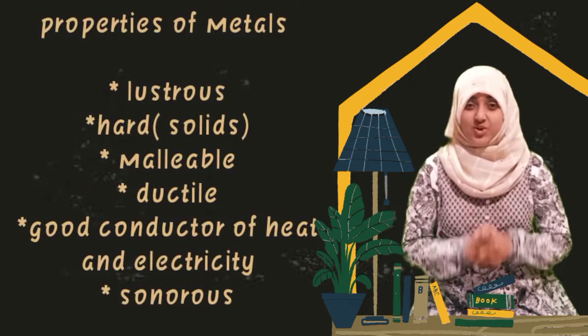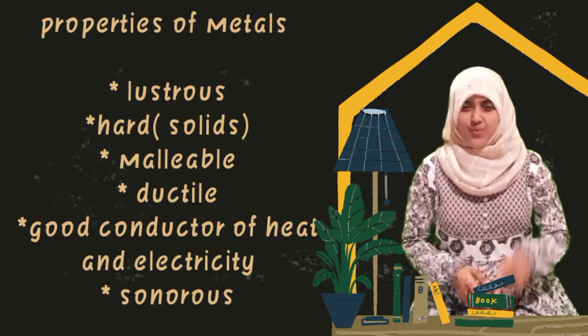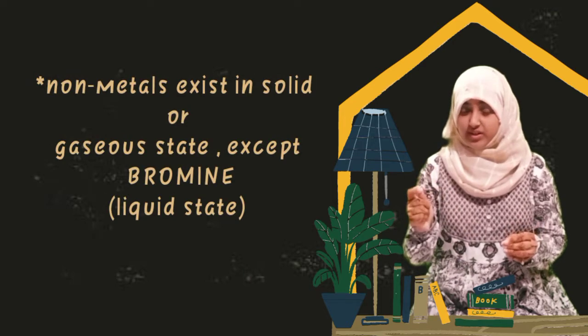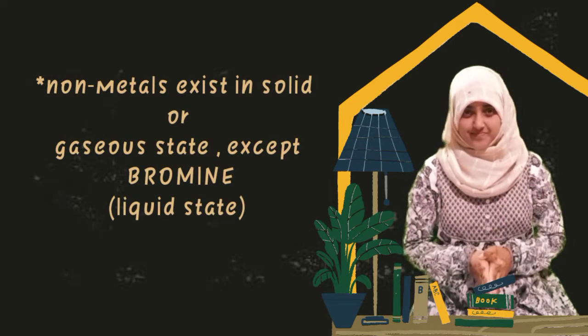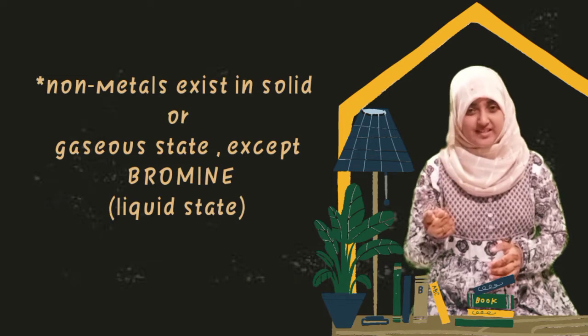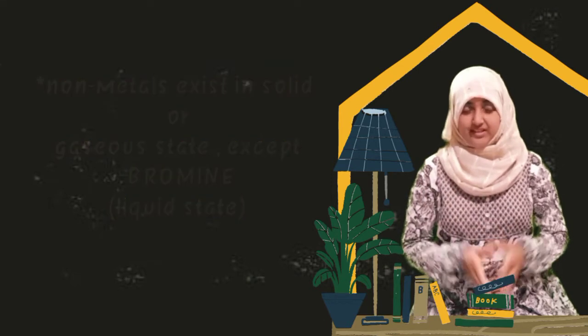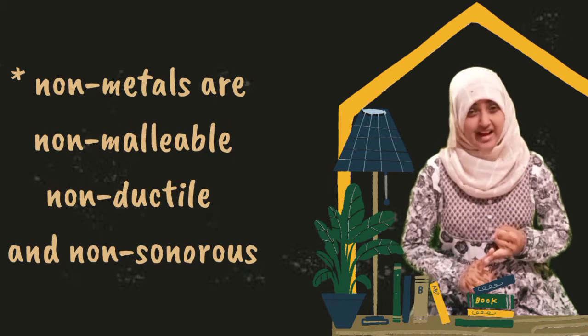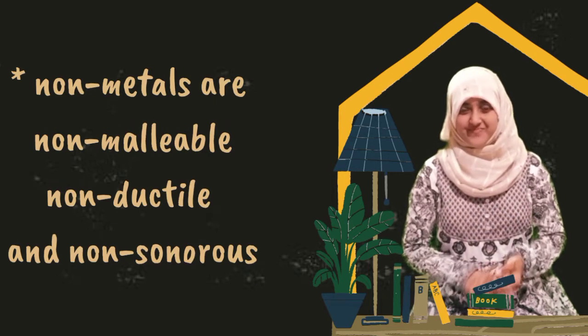Well, if these are all the properties of metals, what do you think will be the properties of non-metals? In simple words, they are just the opposite of metals, but with some exceptions. So these non-metals usually exist in either solid state or gaseous state, except bromine, which exists in liquid state. These non-metals are non-malleable, non-ductile and non-sonorous.